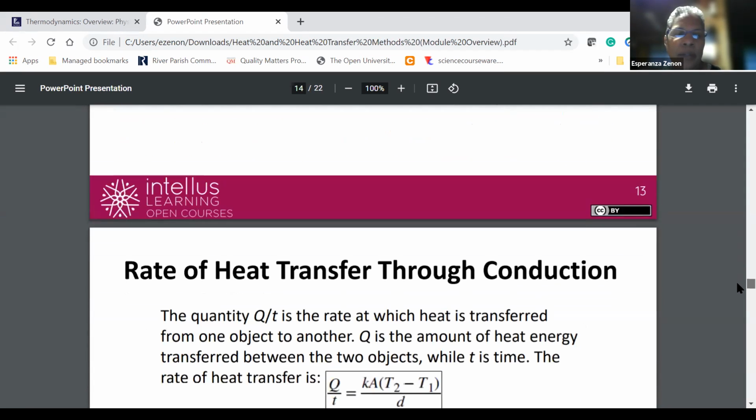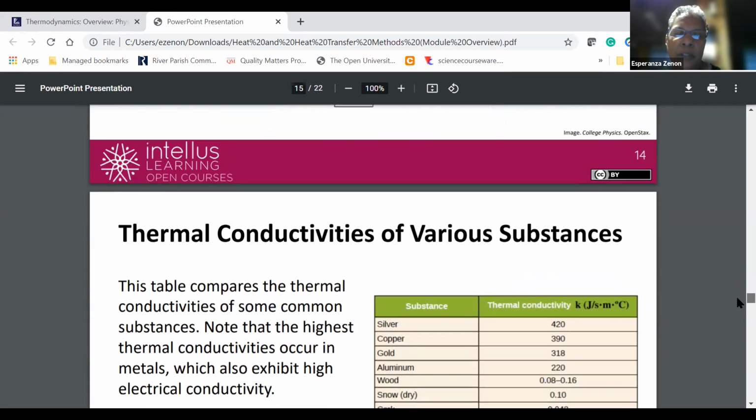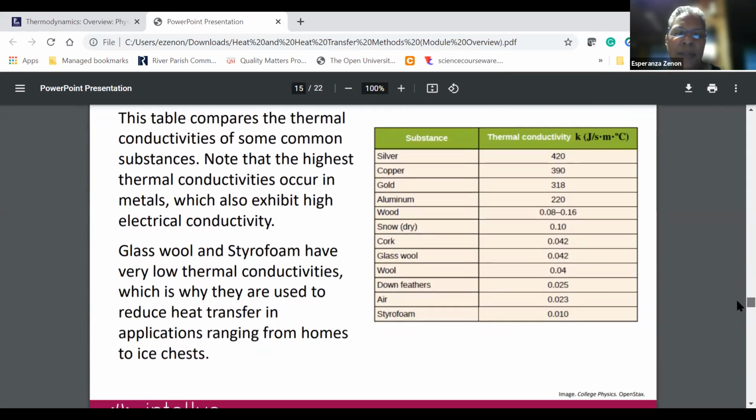Now, we're not going to get into rates of heat transfer. That's a little bit beyond our scope here. But they do show you thermal conductivity, which tells you what things are the best conductors. And notice those materials that have very low values are poor conductors, and those materials that have high thermal conductivity values are good conductors.